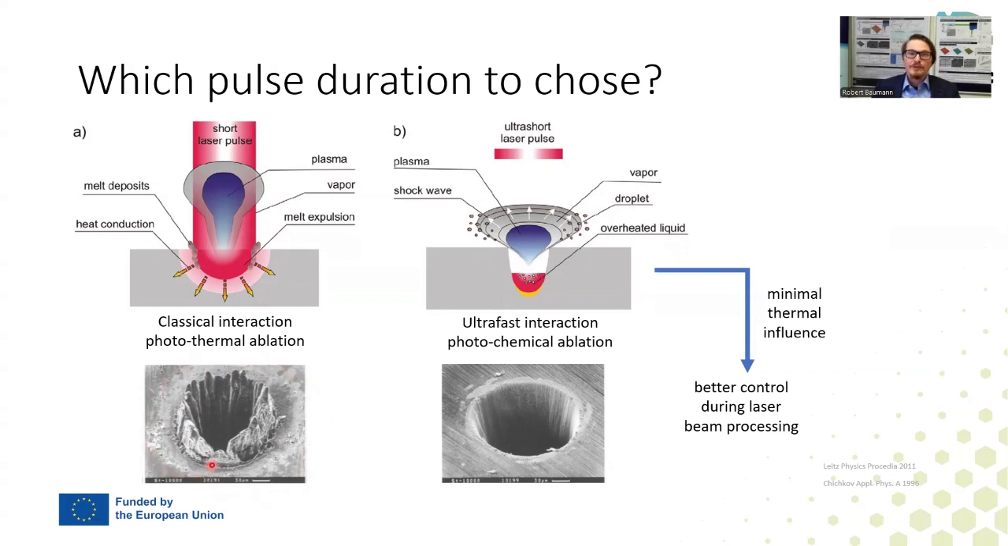And on the contrary, if you're using ultra short pulse lasers such as pico or femtoseconds, here we don't have such a huge melt pool. We have more like an overheated liquid that gets vaporized pretty quickly. So we have much more vapor or less melt, and therefore we have a minimal thermal influence in that matter, which means that it's a better control for the laser beam processing and gives you a much better processing quality, as you can see at the SEM image on the downhand side here as well.